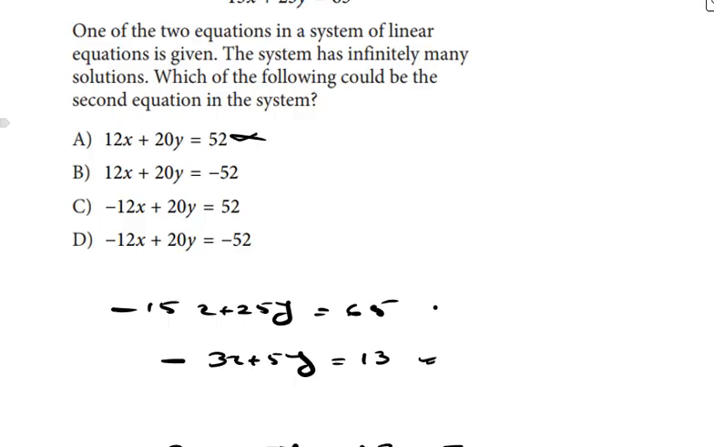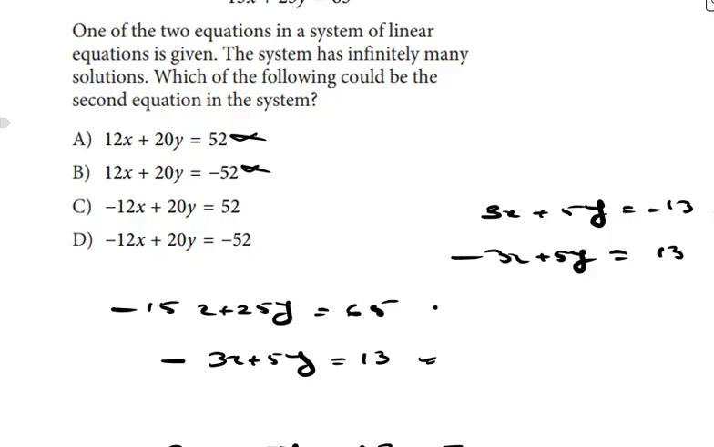Okay. Now come to option B. That says 12x plus 20y is equal to minus 52. Again divide everything by 4. So 12 divided by 4 is 3, 20 divided by 4 is 5 and minus 52 divided by 4 is minus 13. So we get 3x plus 5y is equal to minus 13 and compare it with minus 3x plus 5y is equal to 13. Again the x coefficient has the wrong sign and the constant also has a different sign. So option B is not correct.